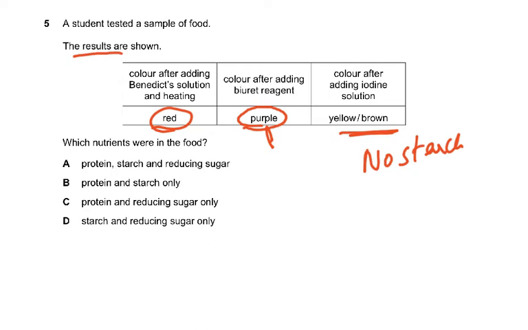So now it says which nutrients were in the food. Now, of course, it has to be protein and reducing sugar only, because there's no starch. Here it said protein, starch, and reducing sugar. How is there starch? The iodine was yellow-brown, so no starch. So wherever starch was the answer, that was wrong. You could have easily figured that out as well. Wherever there was starch, that was the wrong answer. Only the one without starch was the correct answer.